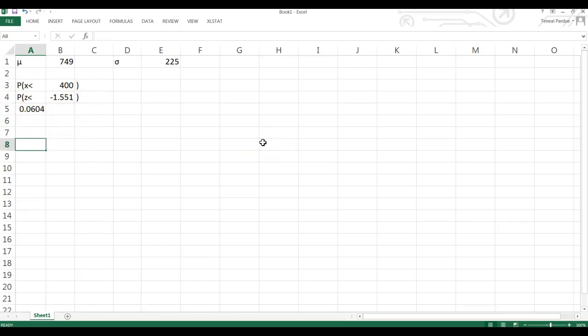Part B is almost exactly the same, but it's greater than. So probability that X is greater than 800. Technically this is greater than or equal to, but if you remember, greater than is the same as greater than or equal to.